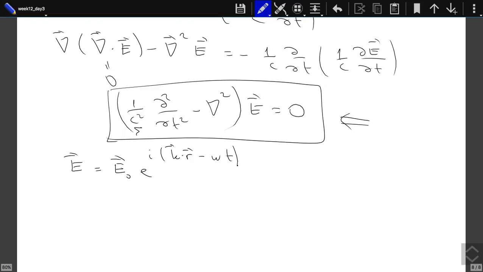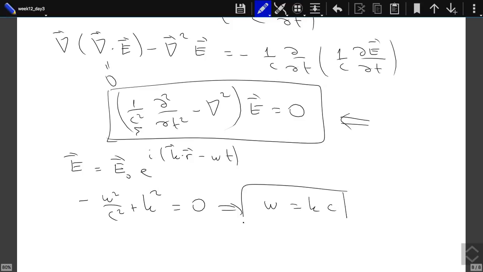Well, if we just put this in our wave equation, what we get is minus omega squared over c squared plus k squared should be equal to 0. Or omega should be equal to k times c. Omega is not c, it's k times c.